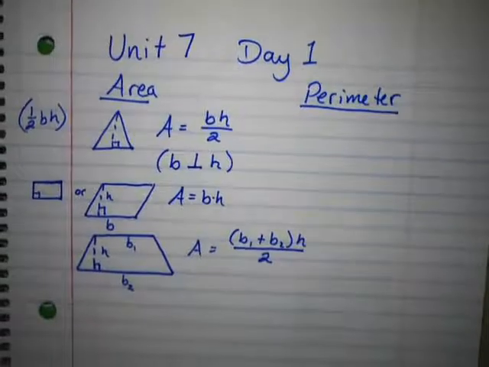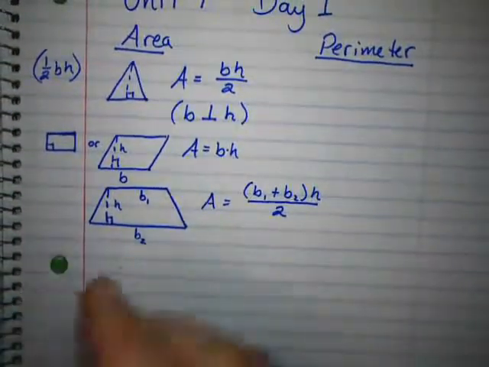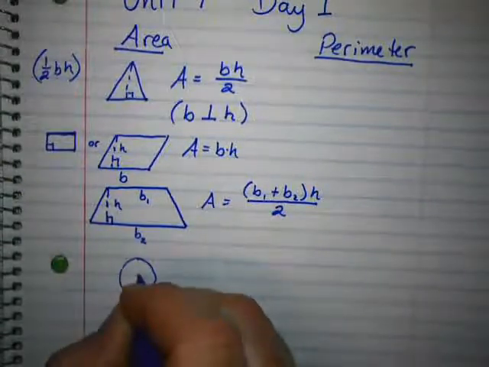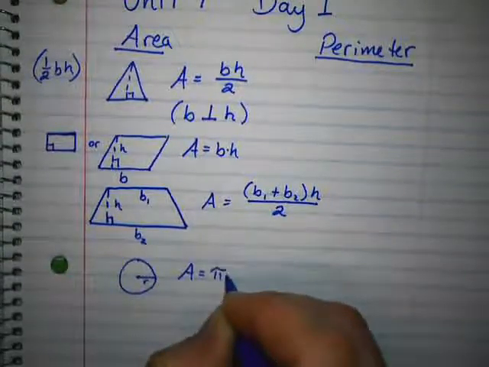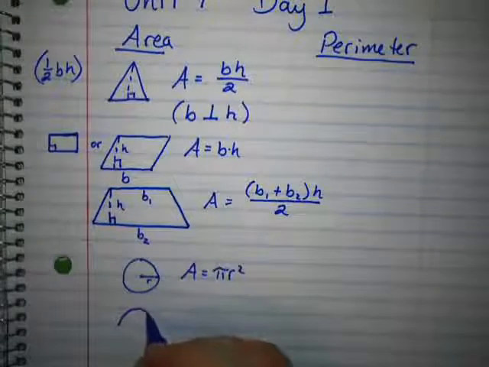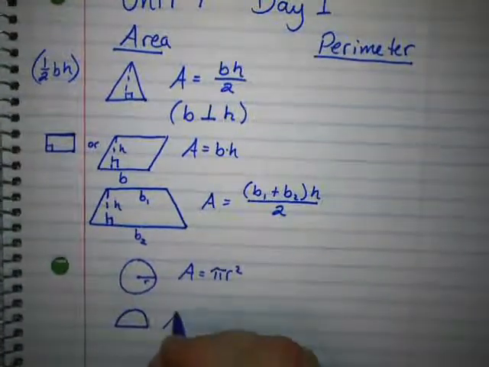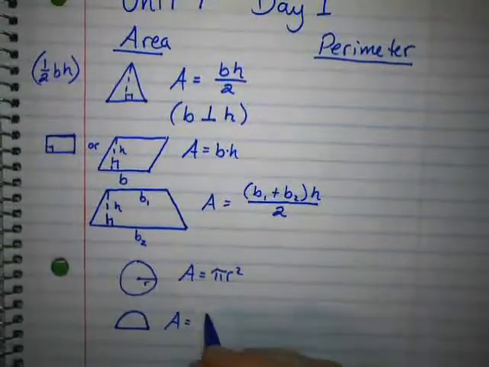Those are our polygon formulas we need to know, but then we also have formulas for circles that we just finished testing over. So if I have a circle with a given radius, the area formula for a circle is pi r squared. But in this unit, you're also going to notice that we will use some semicircles, or half circles. Well, the area formula for that is a full circle cut in half, divided by 2.